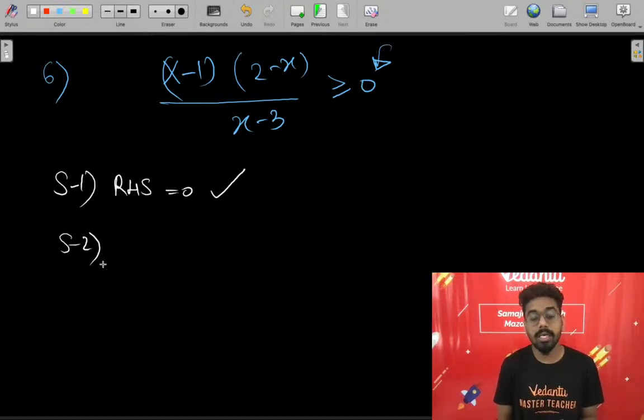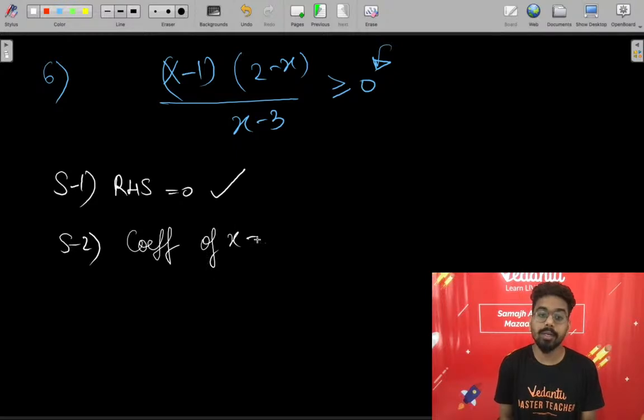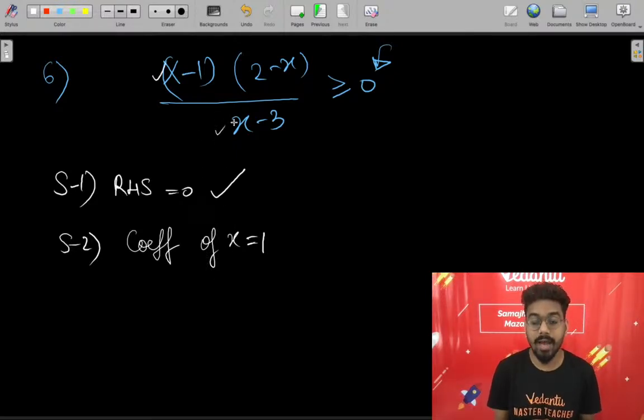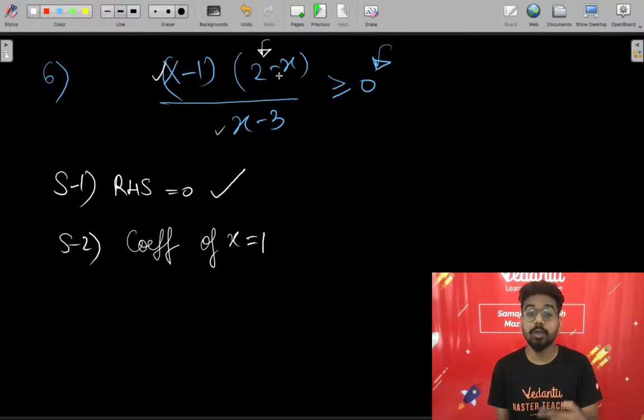Second step was each and every factor, the coefficient of each and every factor should be equal to 1. Is that right? It is fine over here, it is fine over here, but here it is not. It's -1. So what we need to do, we have to multiply this equation with -1. Multiply both the sides with -1.